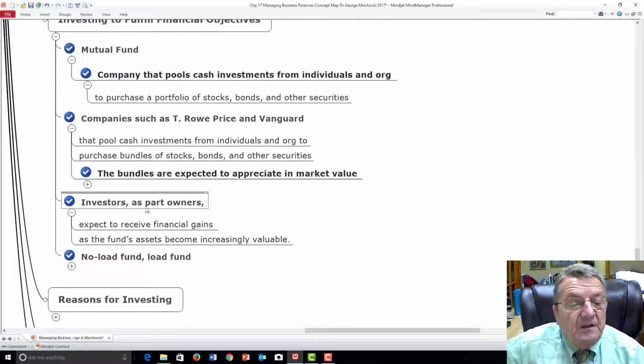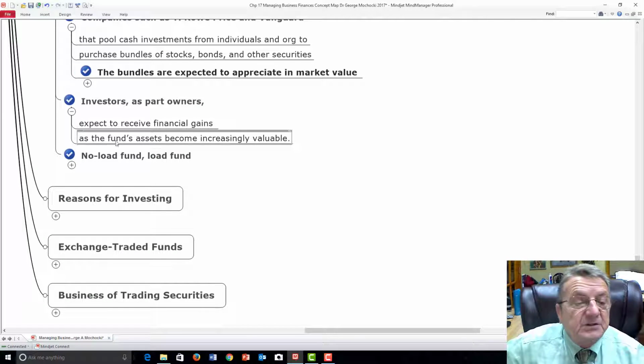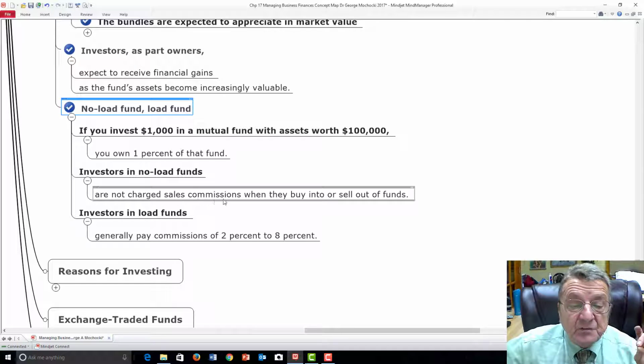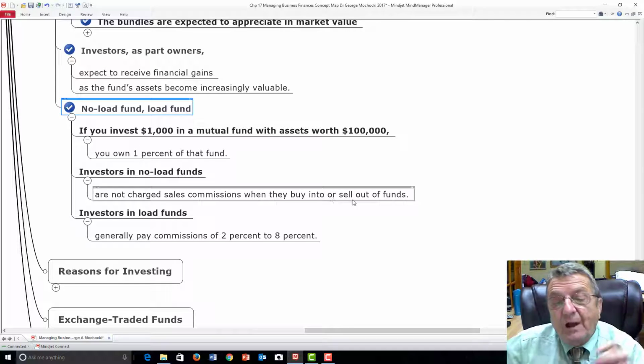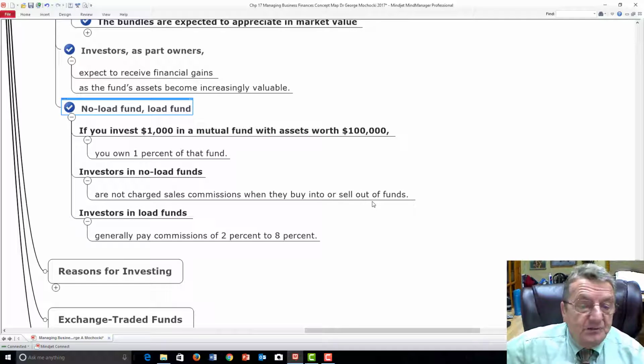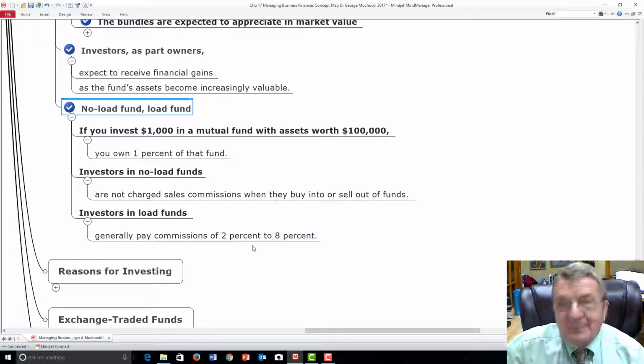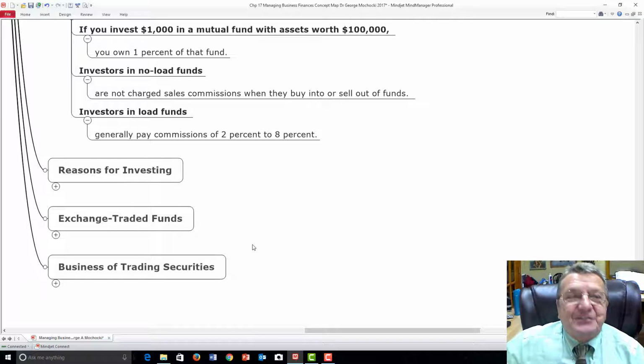Investors, as part owners, expect to receive financial gains as the fund's assets become increasingly valuable. No-load funds: if you invest $1,000 in a mutual fund with assets worth $100,000, you own 1% of that fund. Investors in no-load funds are not charged sales commissions when they buy into or buy out of the funds. All of this, do I pay it or not? Investors in load funds generally pay a commission of 2% to 8%. Okay? Hey, come on, I'm making some money off of this. Business. Don't look at me.